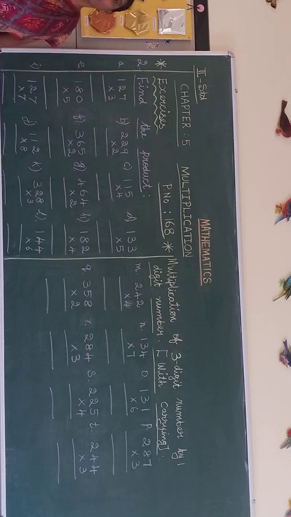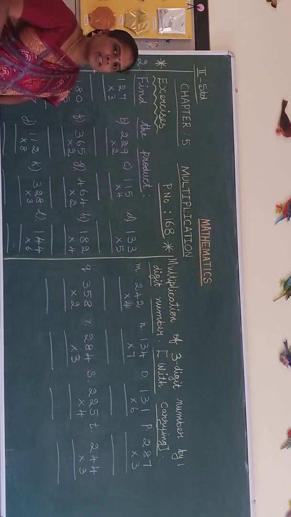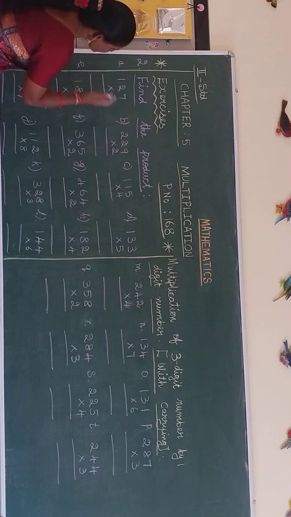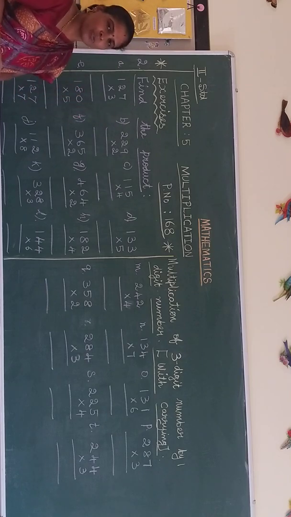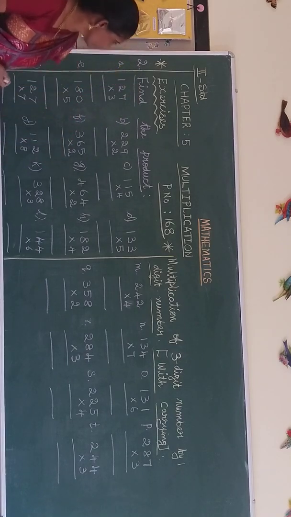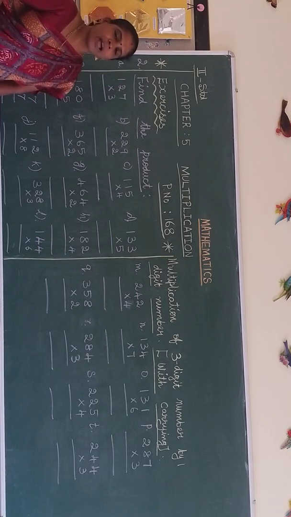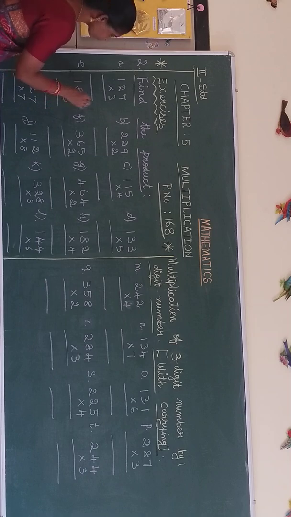See, find the product. What is product? The result of multiplication is called product. So, find the product also. We should do the multiplication only. Okay. And first sum: 127 multiplied by 3.